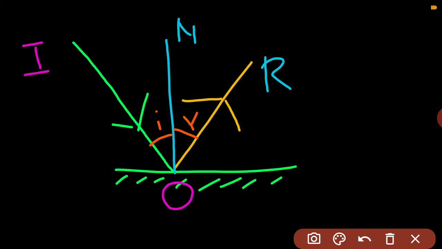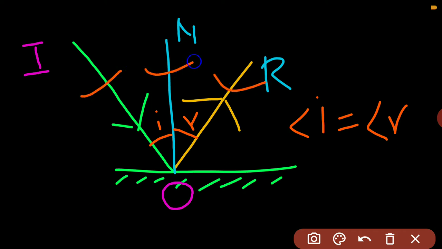Now there are two laws called laws of reflection of light, which join all of them. The first law says that the angle of incidence is equal to the angle of reflection. And the second law says that the incident ray, the reflected ray, and the normal all lie on the same plane. That is the plane of your screen, flat on the screen. No ray is coming out of your screen. They all lie on the same plane at the point of incidence. So these are the two laws which you have to study.